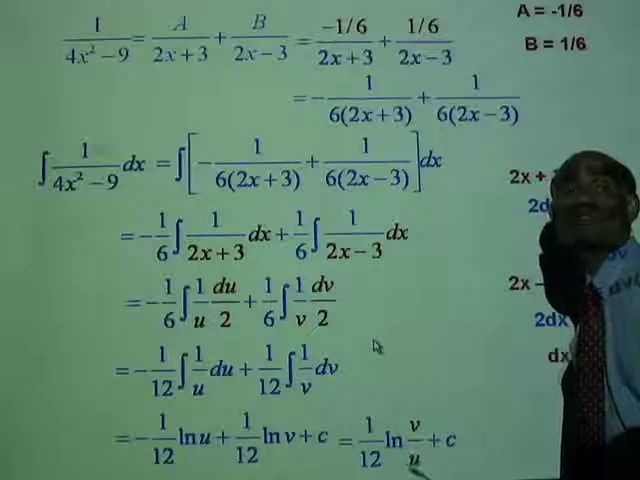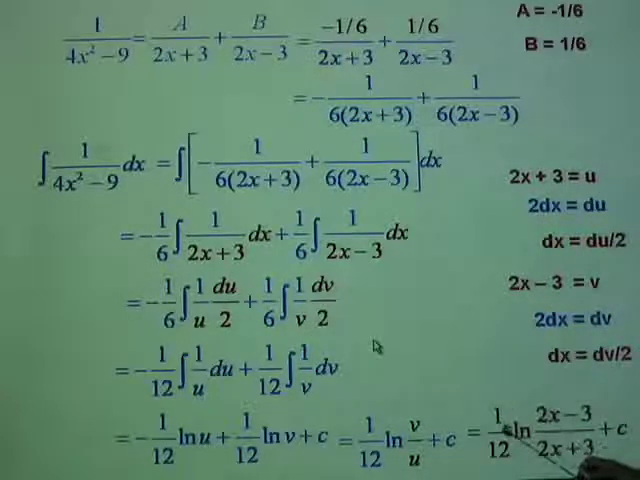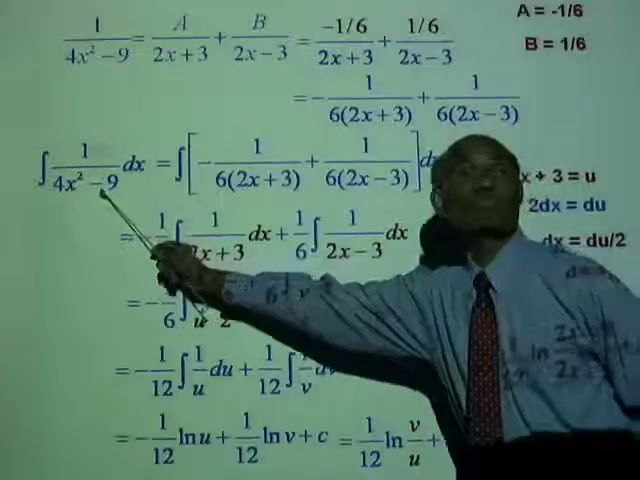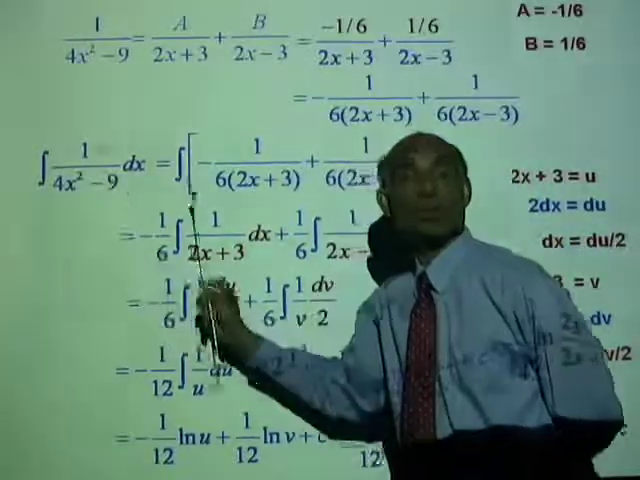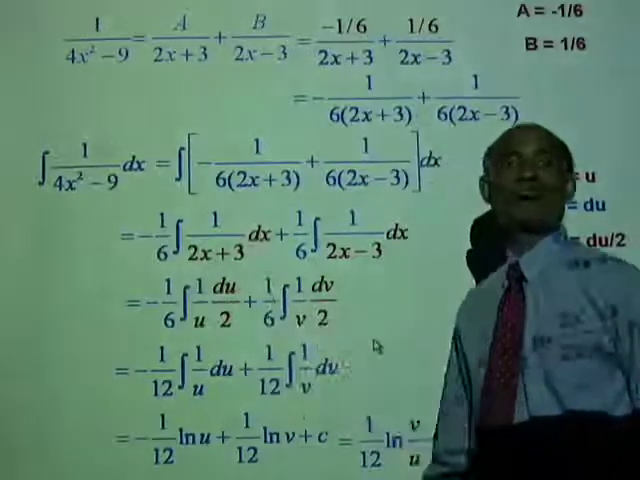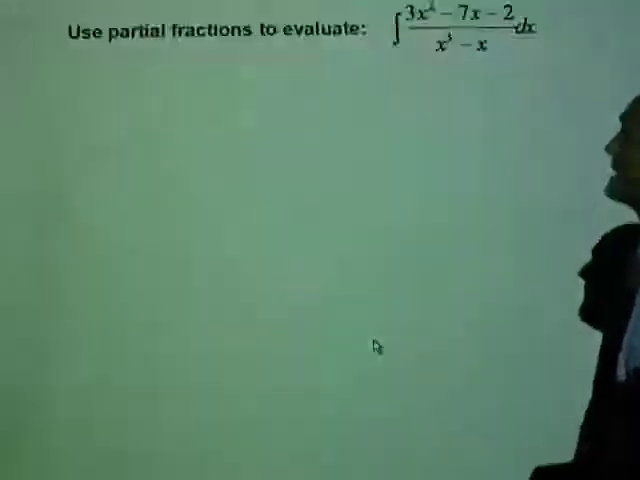And all we need to do is replace v and u. So our final result is 1 over 12 ln of 2x minus 3 all over 2x plus 3 plus c. And that is the integrated form of this rather complicated integral. You see how it became simple by breaking it down into partial fractions. Alright, let's do another one.